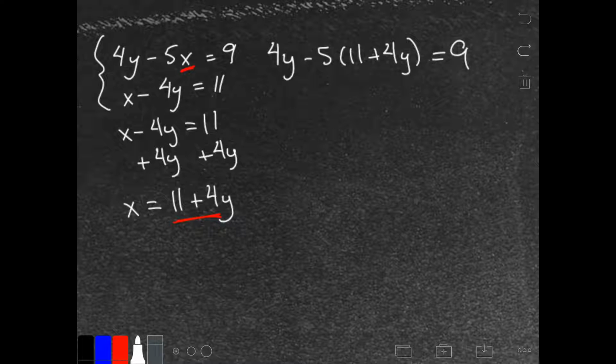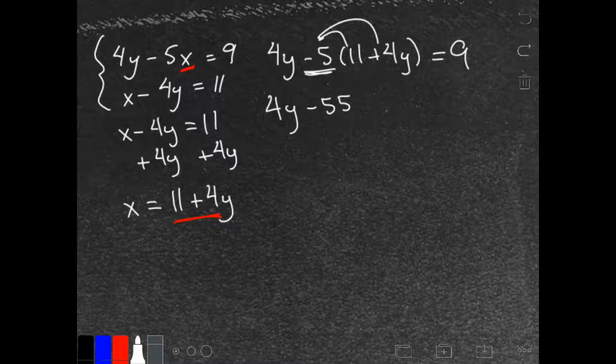First step in simplifying this expression on the left is to distribute the negative 5. And please, please, please pay attention to that minus sign. I'm not just distributing a 5. I'm distributing a negative 5. Negative 5 times 11 gives me negative 55. Negative 5 times 4y is negative 20y. And that equals 9. Let's group like terms.